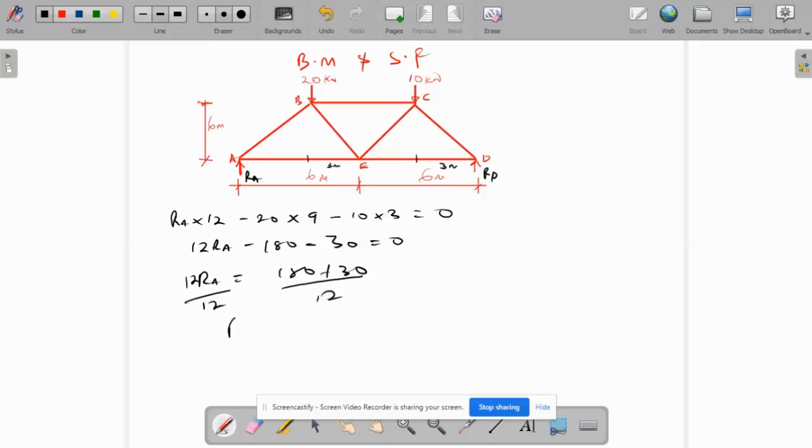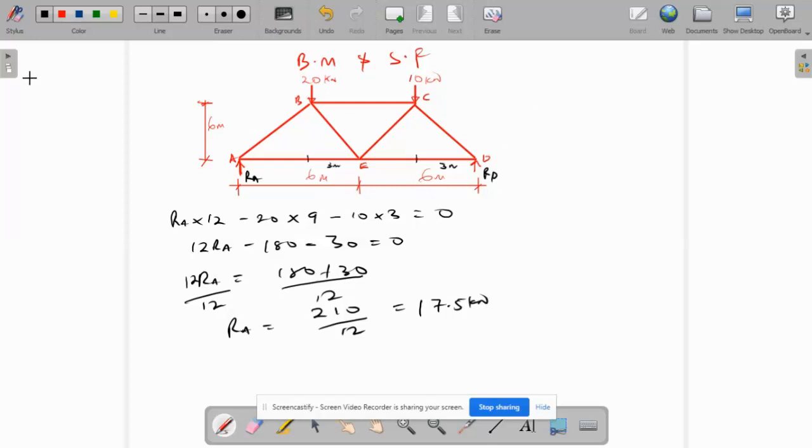So what we'll have here, our reaction A will be equal to 210 over 12. So our reaction A will be 210 divided by 12, which is 17.5. So we have our reaction A as 17.5 kilonewton.